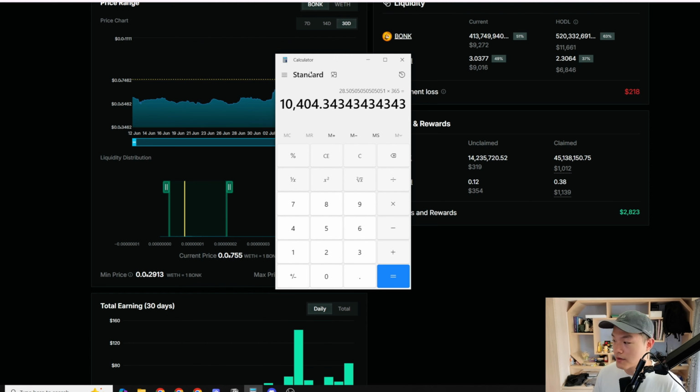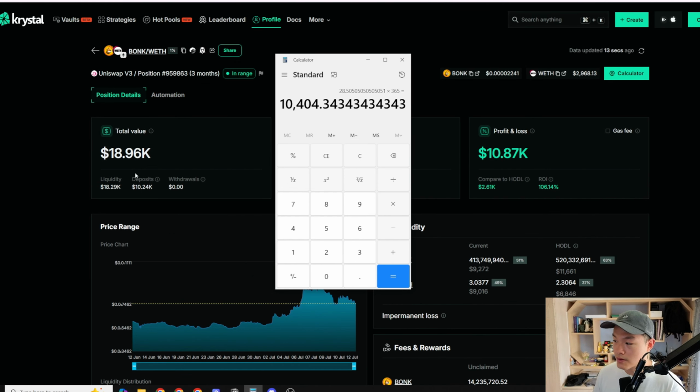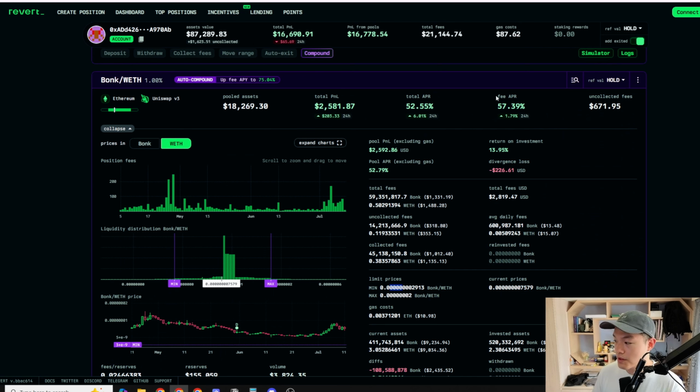So $10,404. And what I could then do is divide this by the current liquidity, 10404 divided by 18280. So 57% APR, which is what Revert is showing here. So Revert does the same process automatically for you. That's why you see a very similar number.